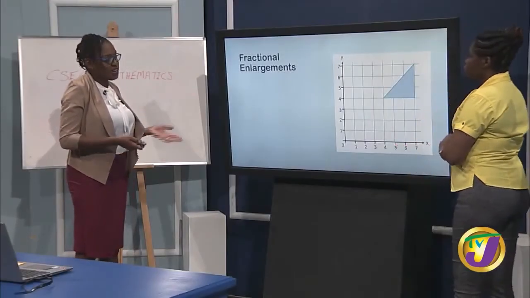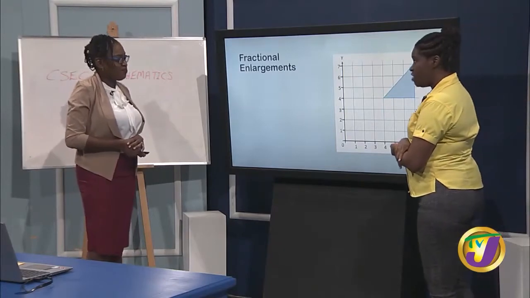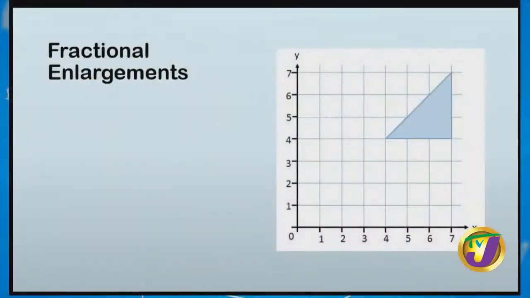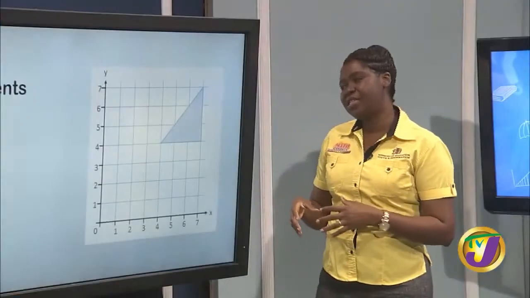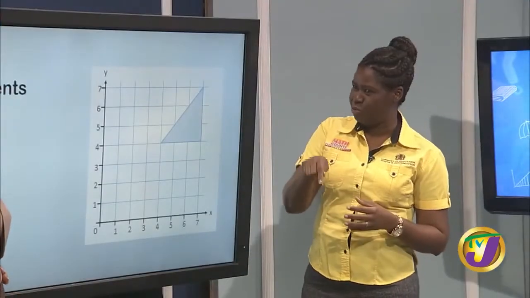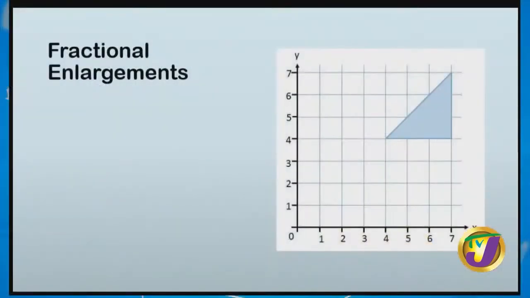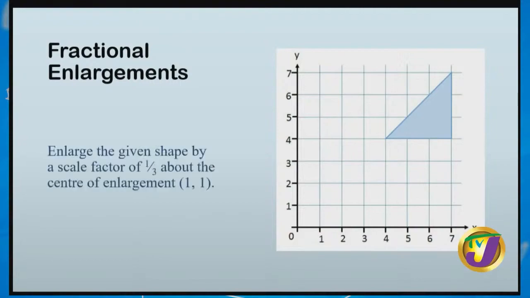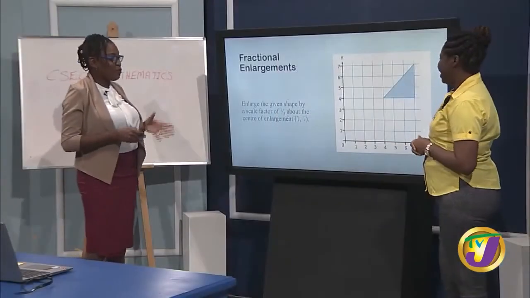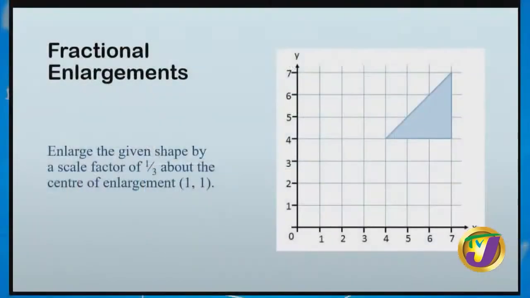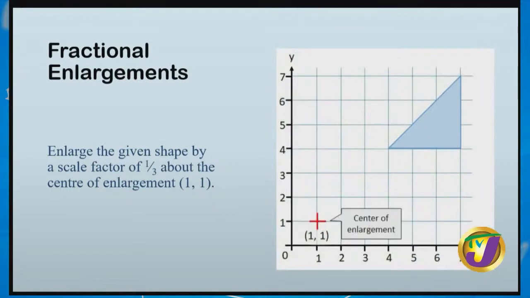Okay, so fractional enlargements. As was mentioned before, a fraction is not the whole, it's part of the whole. So it therefore means that my image should be smaller, and we're speaking about proper fractions. For this one, we're told the scale factor is 1/3 and the center of enlargement is 1, 1. So the center of enlargement is in a different position on the Cartesian plane.